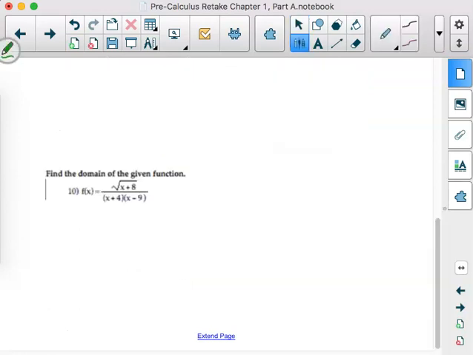Find the domain of the given function. Well, this one has both division and a square root, so you have to think about both of those pieces. We did have some people that were only figuring out that we couldn't use -4 and 9. You cannot ignore the numerator.